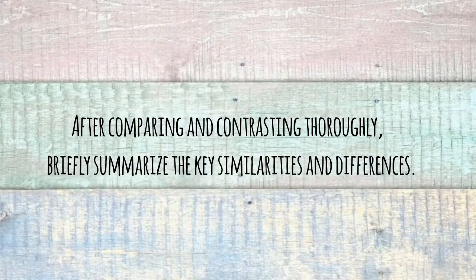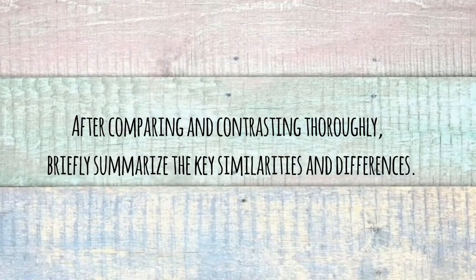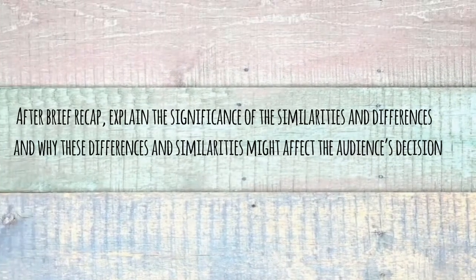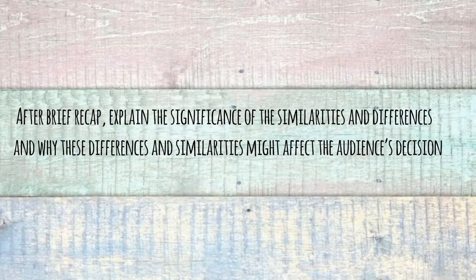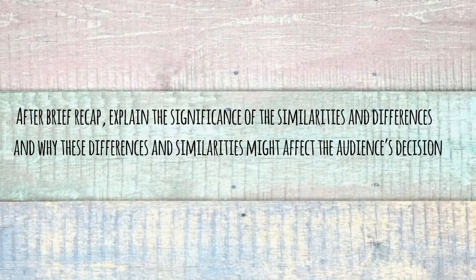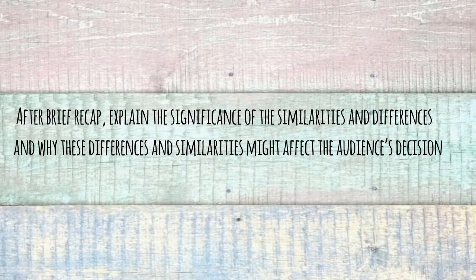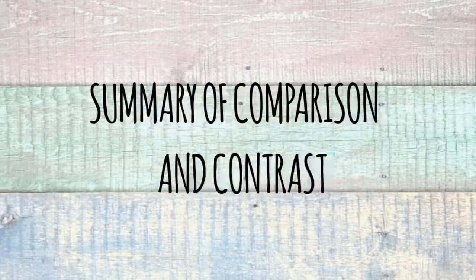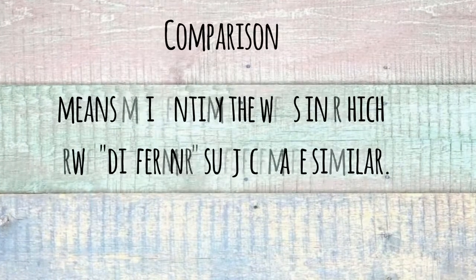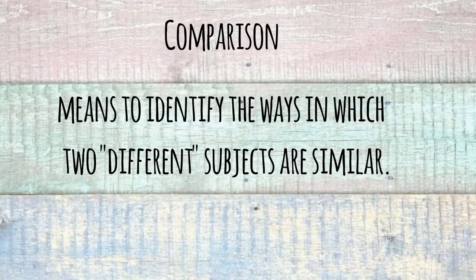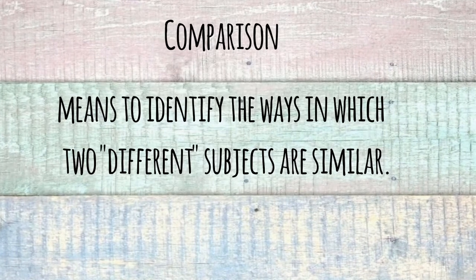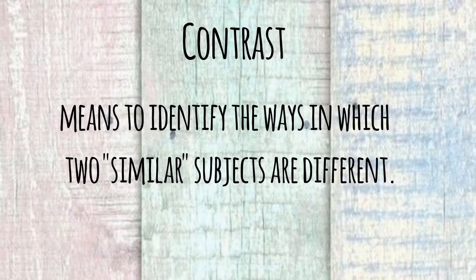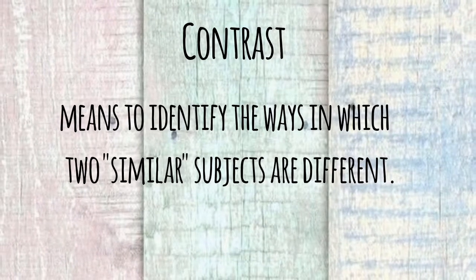After comparing and contrasting thoroughly, briefly summarize the key similarities and differences. After a brief recap, explain the significance of the similarities and differences, and why these differences and similarities might affect the audience's decision. Summary of comparison and contrast. Comparison means to identify the ways in which 2 different subjects are similar, while contrast means to identify the ways in which 2 similar subjects are different.